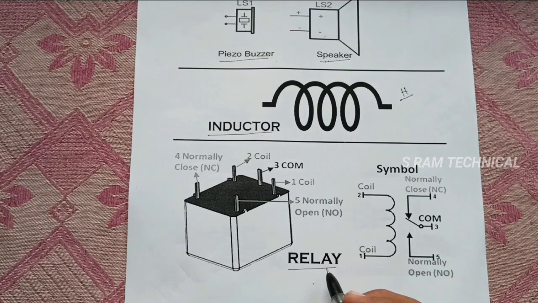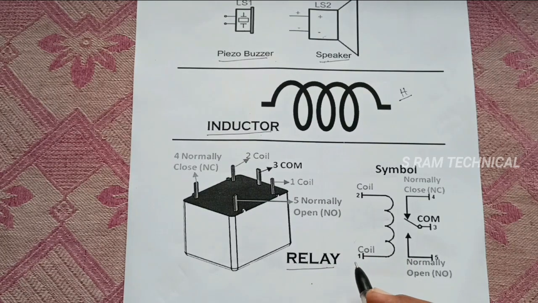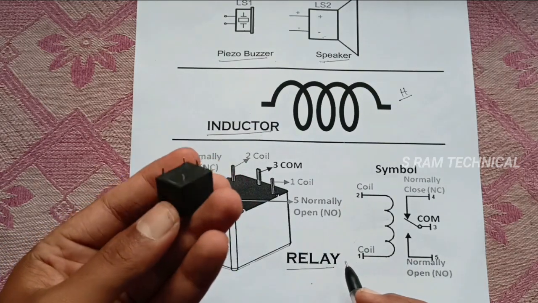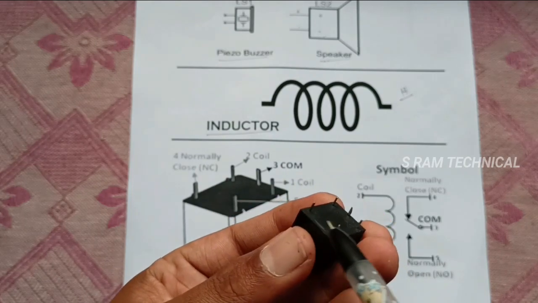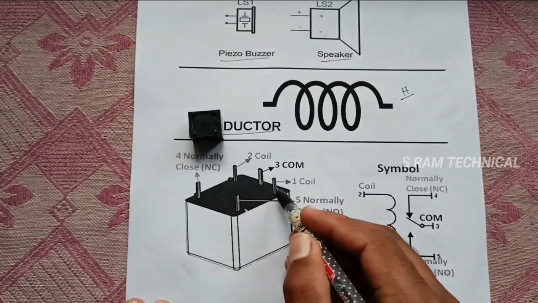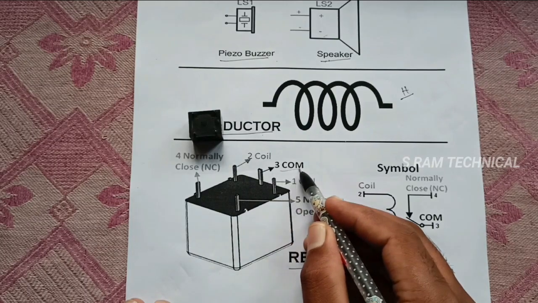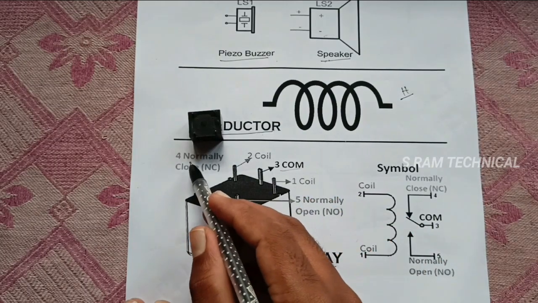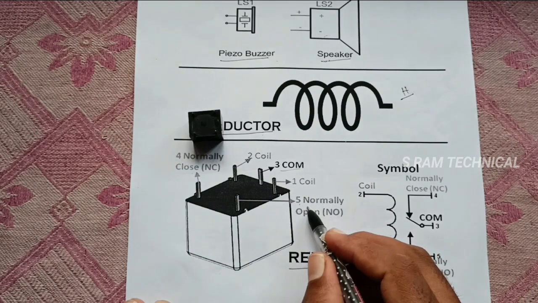Next component, relay. It is an electrical switch. It works on the principle of electromagnetic induction. It is an important component in electronics. You see, this is a 5-pin relay. It contains 3 terminals on one side and 2 terminals on another side. First and second pins are coil terminals. Third pin is common. Fourth pin is NC, normally closed. And the fifth terminal is NO, normally open.